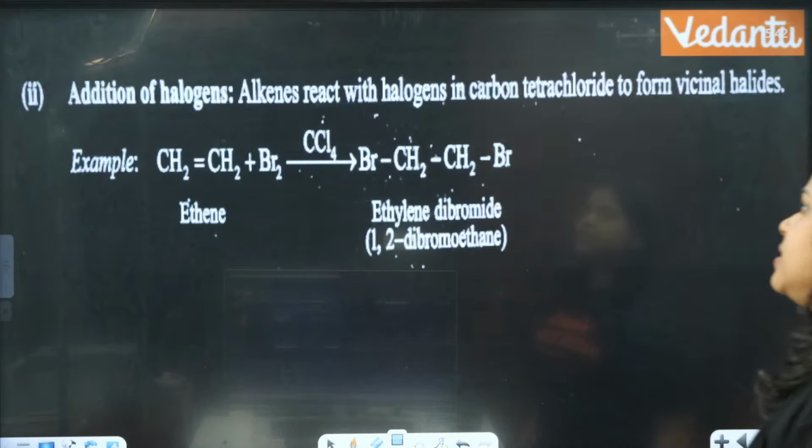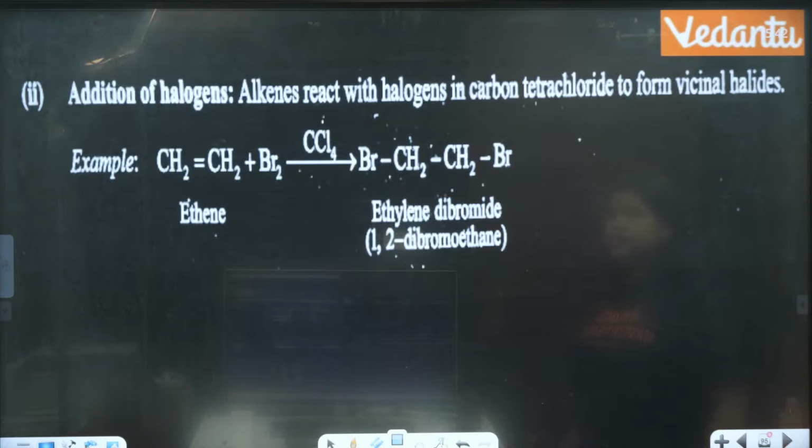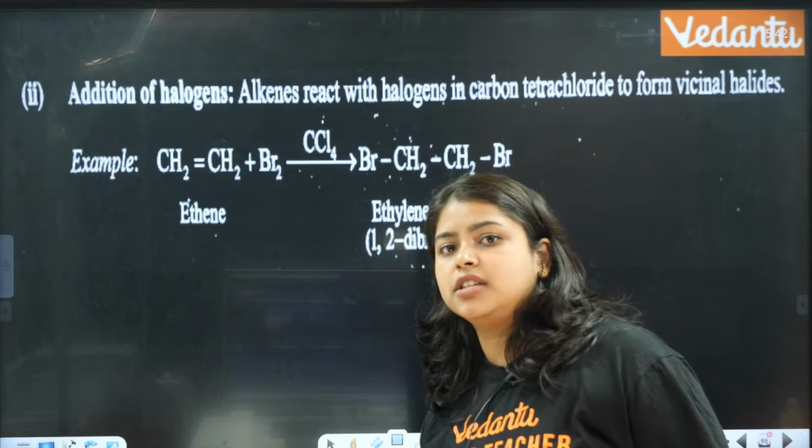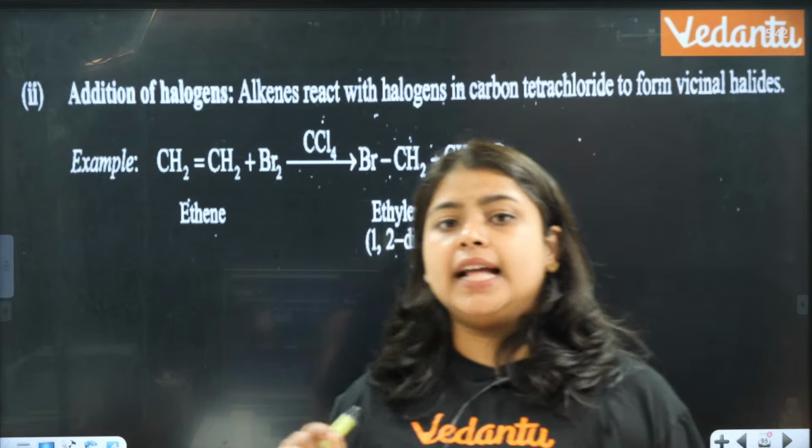Next, addition of halogens: alkenes react with halogens in carbon tetrachloride to form vicinal halides. To form what? Vicinal halides. Just now we discussed vicinal halides, and we discussed alkyl halides.